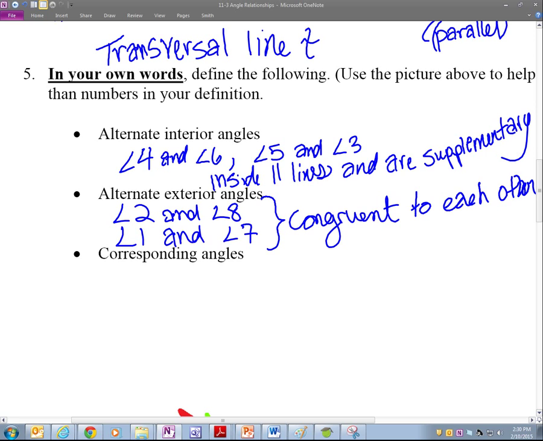So in the definition, what is a corresponding angle? What is a corresponding angle? Deja? Anything that has the same position on two parallel lines. Okay? Same position on two parallel lines.